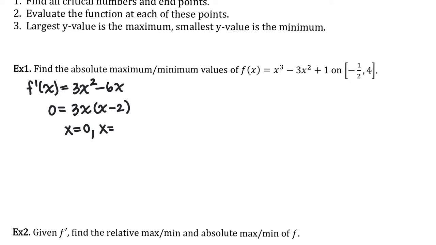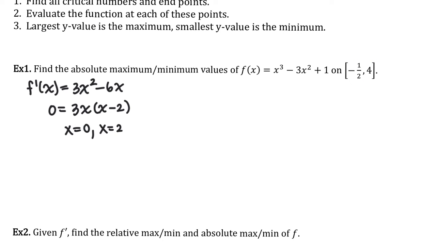Now x equals 0 and x equals 2 are the two critical numbers I found so far, and they are both between -1/2 and 4, so I'm going to include both of them. There are no values at which f prime does not exist, so x equals 0 and x equals 2 are the only critical numbers. The endpoints are -1/2 and 4.